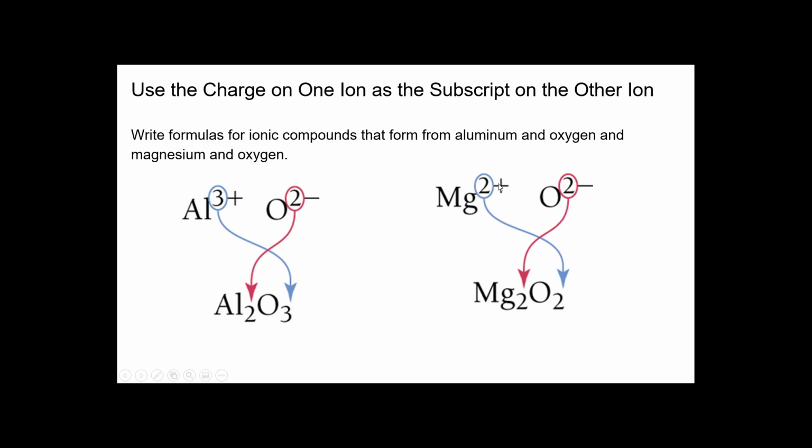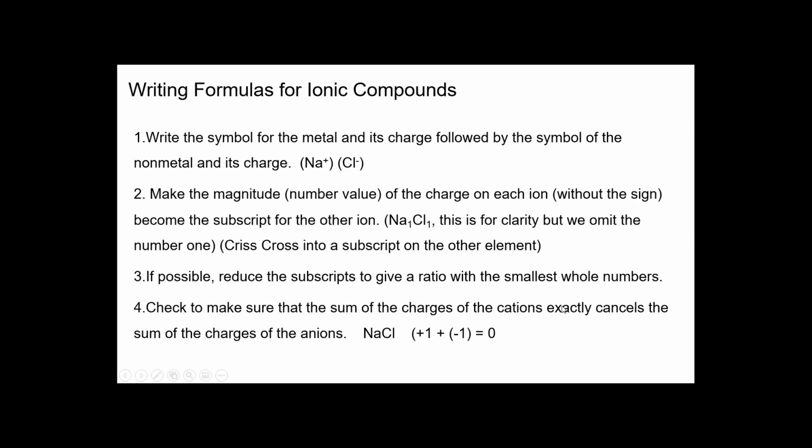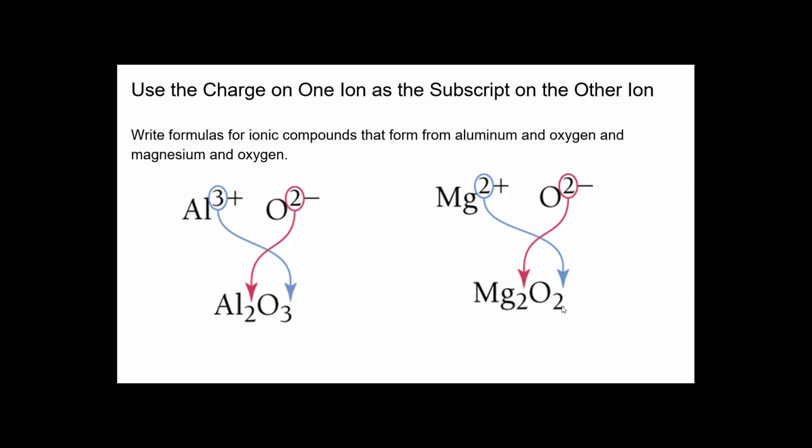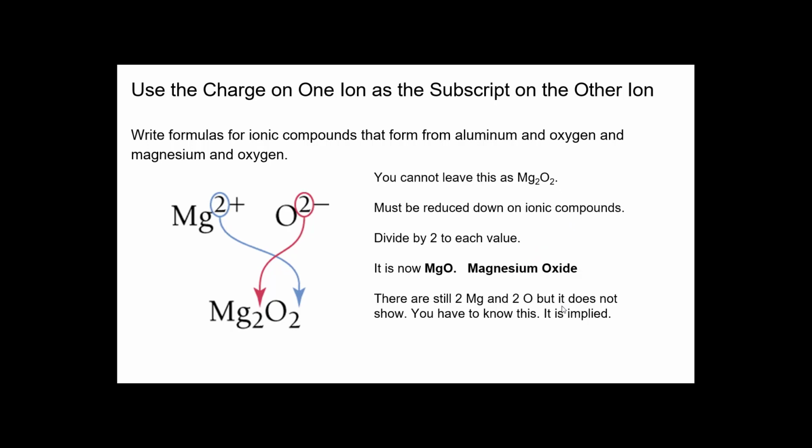Now it gets a little complicated because now we have a 2 and a 2. If you go back to rule number 3, you have to reduce subscripts, and people forget to do that. It makes it harder because it's implied and you have to remember. So I'm going to show you exactly what this means. We have magnesium oxide, but we have a 2 and 2. That needs to go away. We don't keep 2 and 2, so you reduce it down by dividing both by 2. And now it is magnesium oxide.